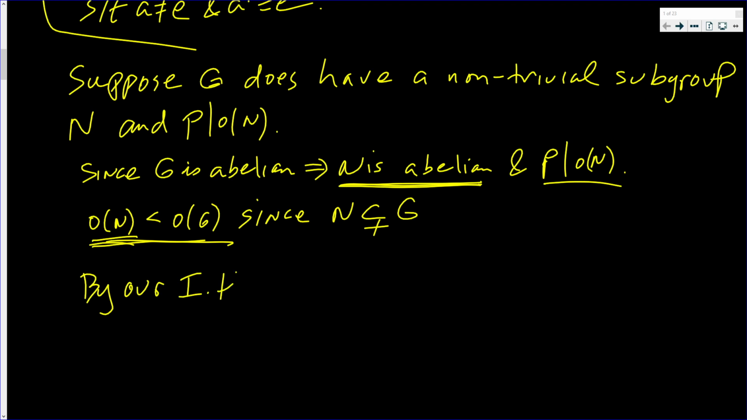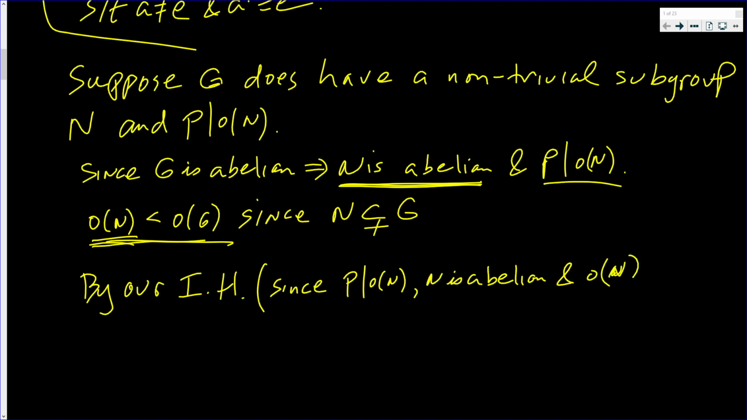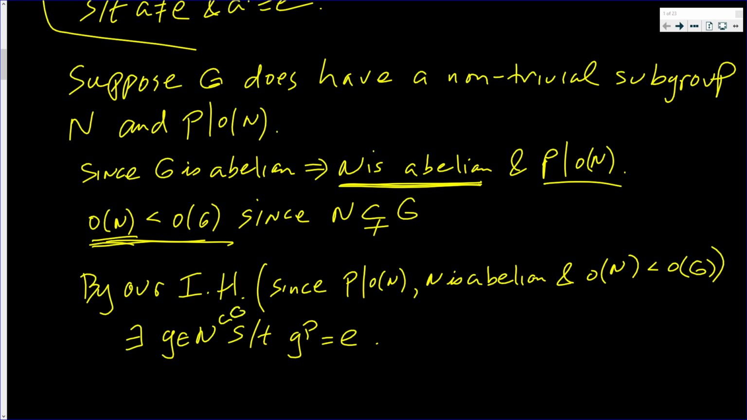By our inductive hypothesis, you don't have to write this, but I will, since P divides the order of N, N is abelian, and the order of N is less than the order of G, then by our inductive hypothesis, there exists a little g in N such that g to the p is equal to the identity. But remember, this is all happening in G too.